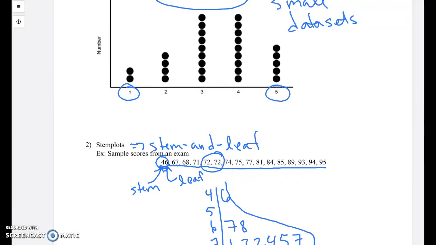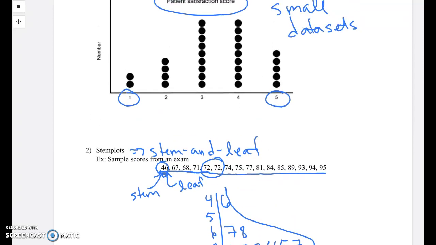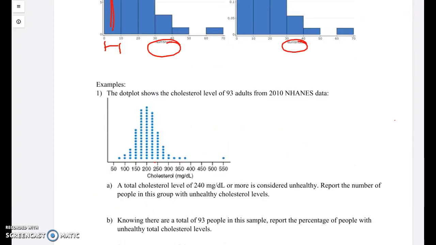And then there was a stem and leaf plot, right? And then we talked about the histogram. Okay, technology. All right, so here are some examples.